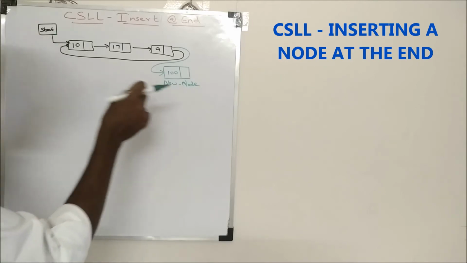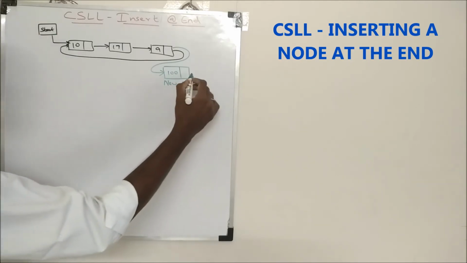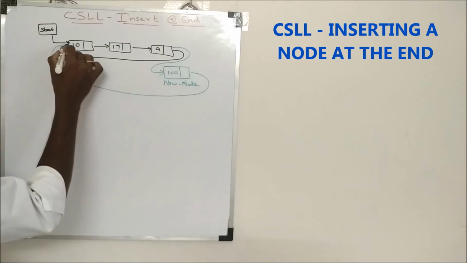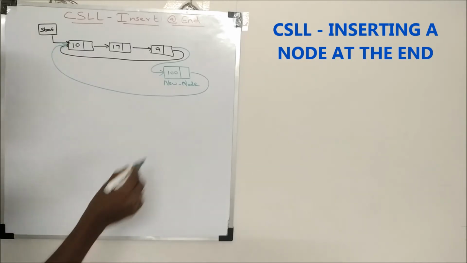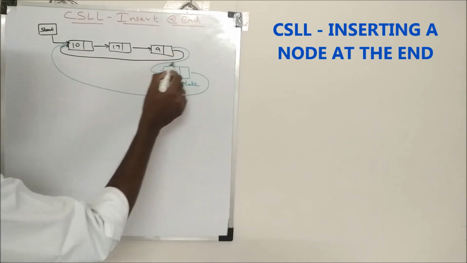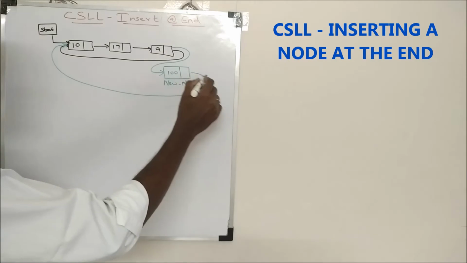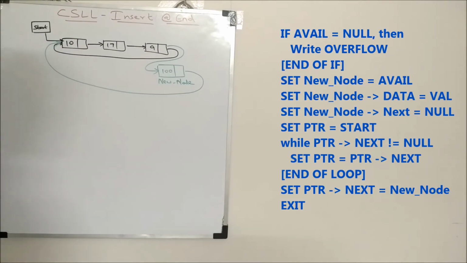Now after inserting this 100, what next do we have to do? This new node should point to the start. So here we are going to establish two things. One is after 9 I have to link this new node. This new node will be linked to the start. Now we see the algorithm of the circularly singly linked list for insertion at the end.